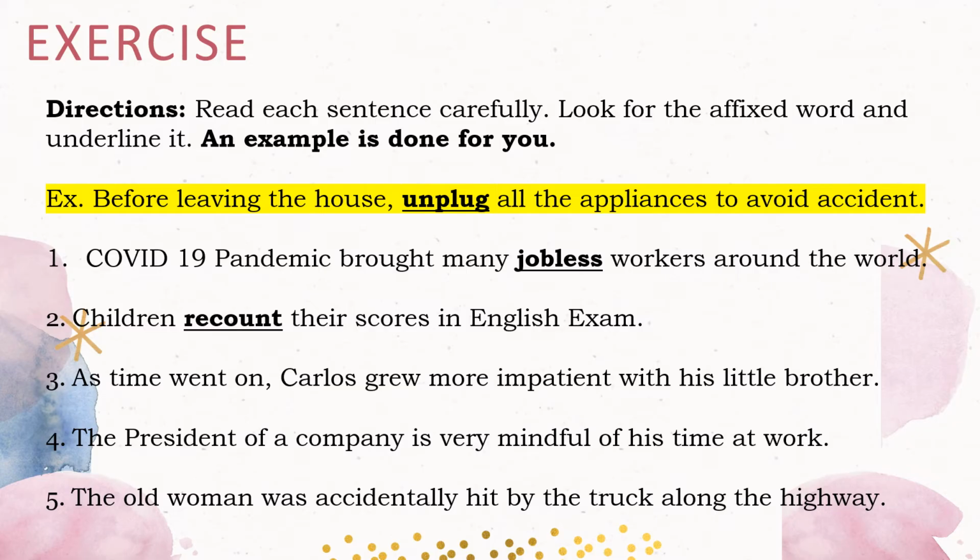Let's see if you got the correct answer. For number 1, the affixed word is jobless. Job is the root word and the suffix is less. COVID-19 pandemic brought many jobless workers around the world. For number 2, children recount their scores in English exam. The affixed word is recount, which means count again. For number 3, 4, and 5, you can do it now.